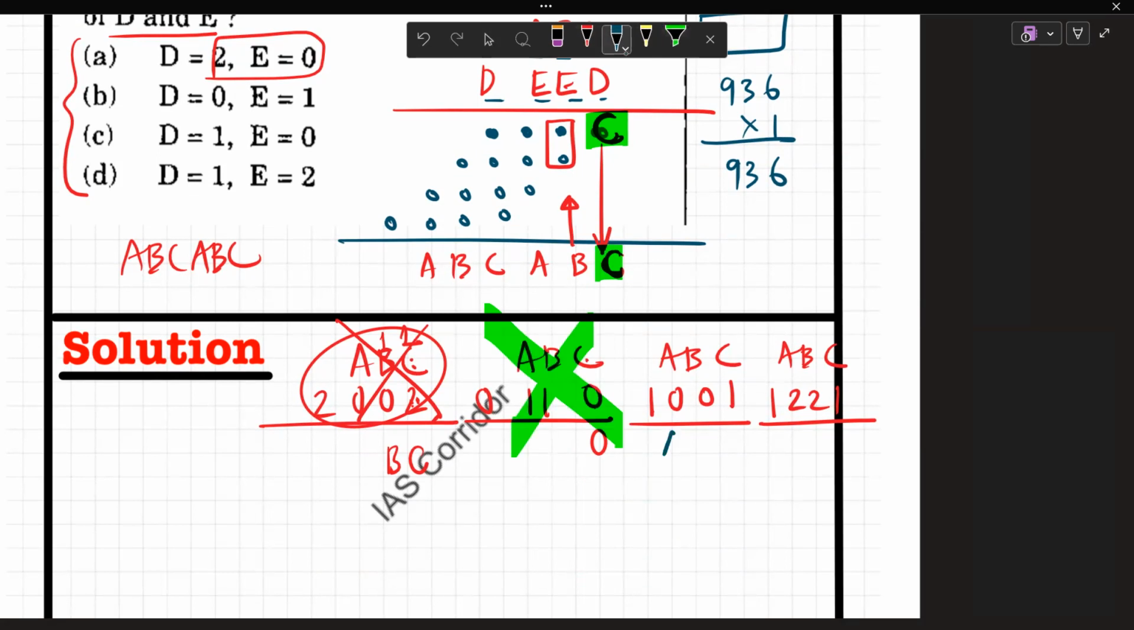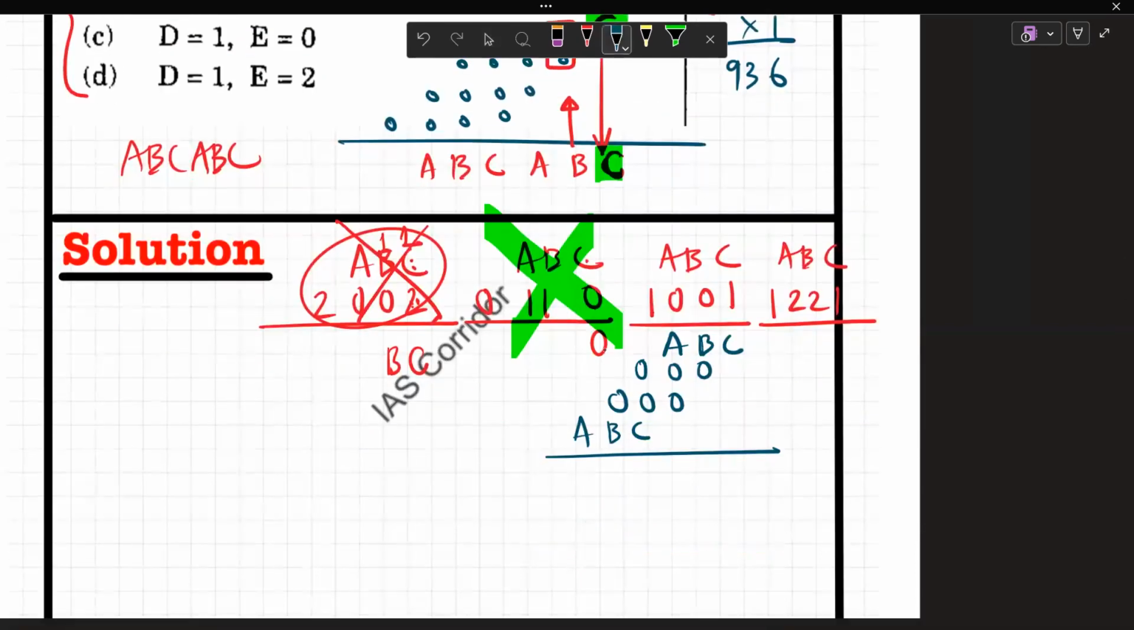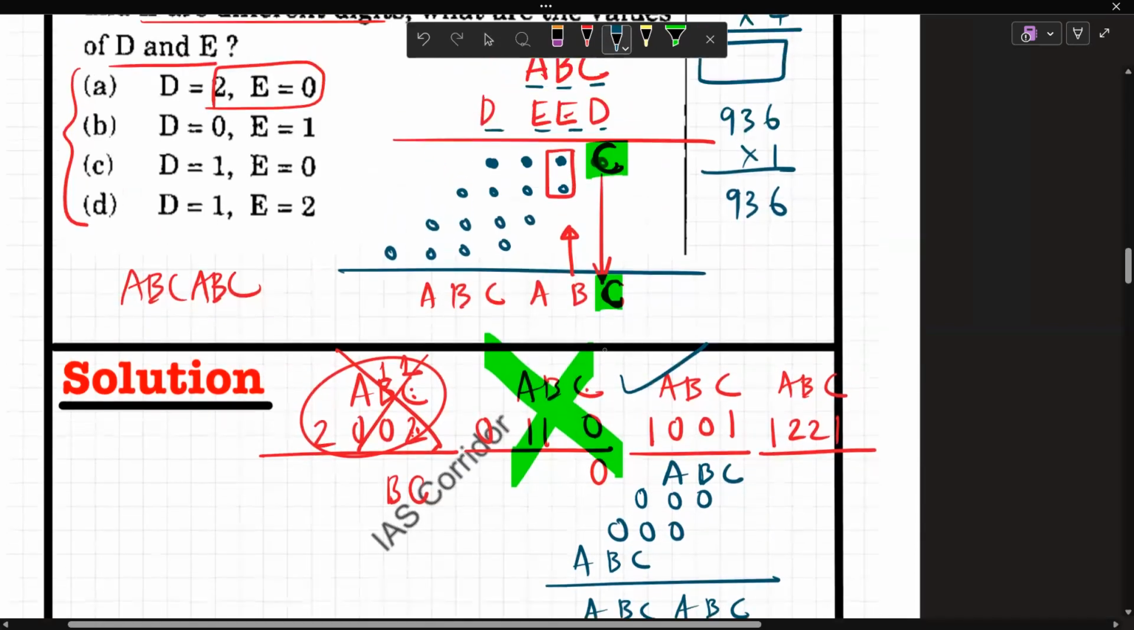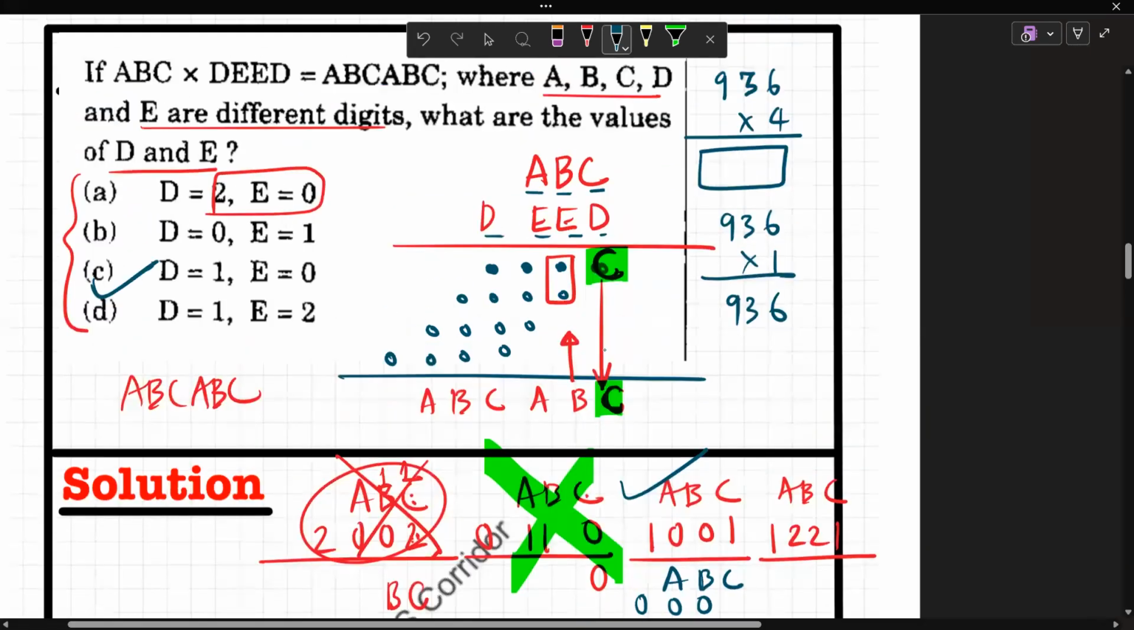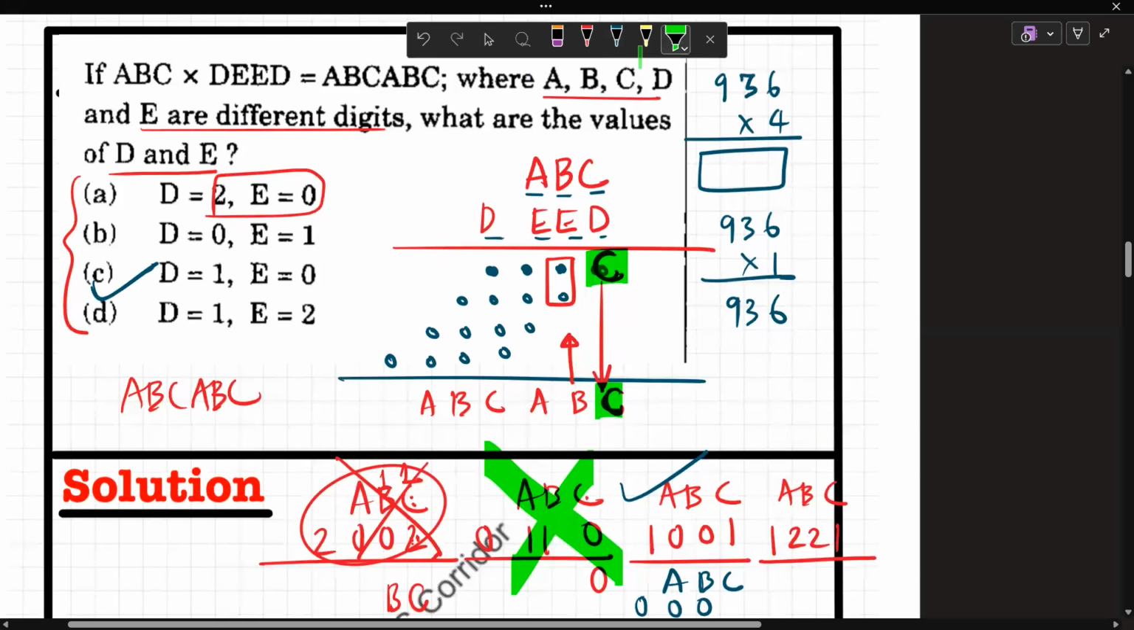Let us check. This will be A, B, and C. When you multiply 0, you will get 0. Again 0. Again A, B, C. Now when you add them, what you will get? You will get A, B, C and A, B, C. So this is the correct option. Some questions you have to do through the option method. Okay. It is a very easy question. Such type of question comes. Just have this fair knowledge. What are the possible values that I can put? Now, one most important thing here is all are different digits. Clear?